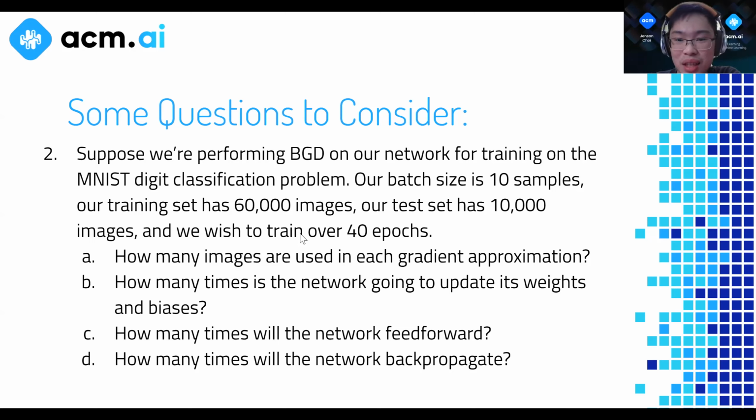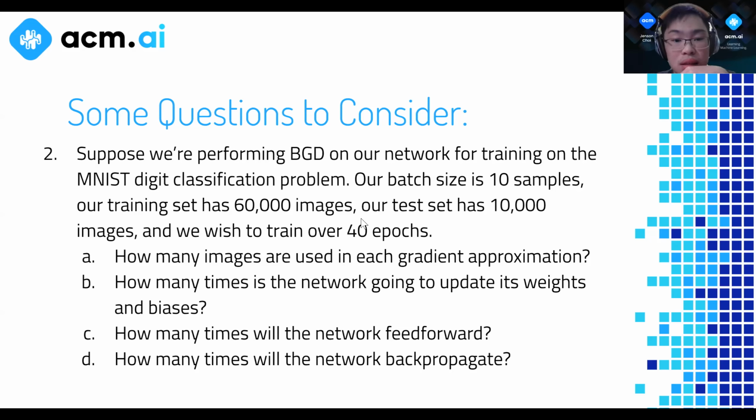Okay, someone said 60,000 training data divided by 10, so that's 6,000 times 40. So yes, that is the correct answer. 240,000 is the correct answer. Basically, you divide the entire training data set by 10 because that's how many times we're updating our network for every epoch, and then we have 40 epochs, so we multiply that by 40.